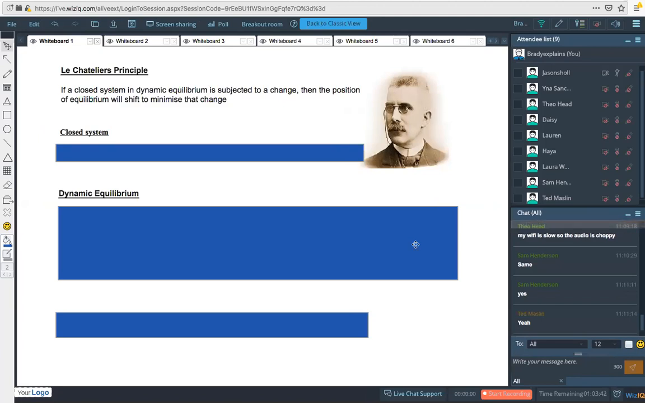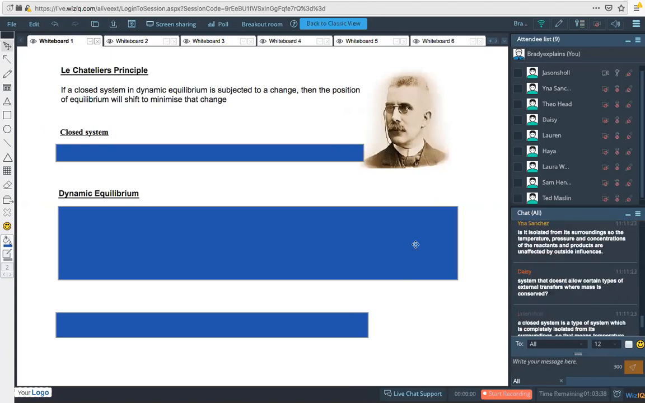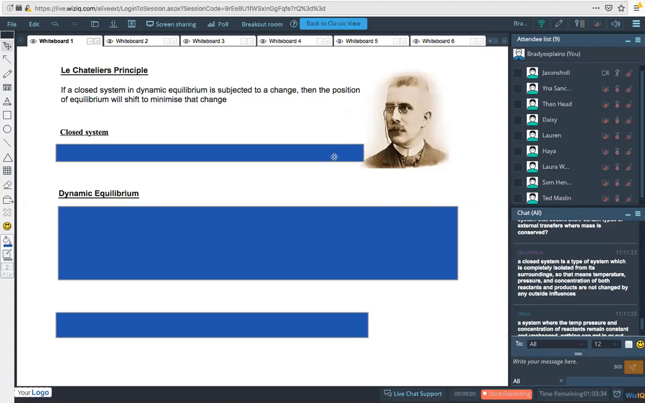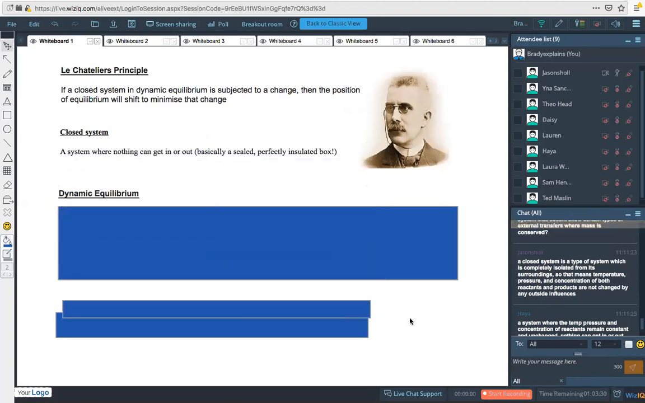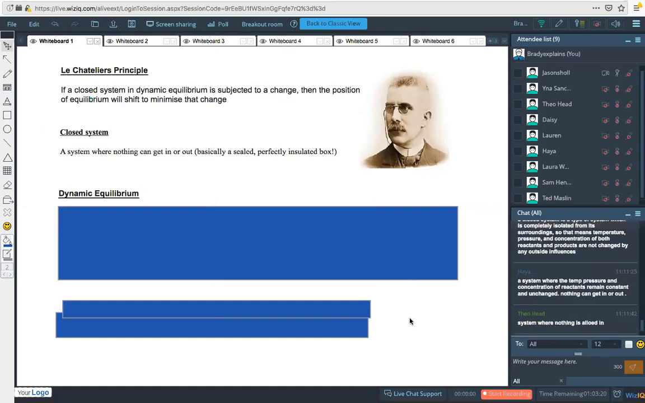Anyway, as we were saying, here's a closed system. If you want to type your answer, then press enter. Excellent. Yeah, all of those answers looking good. Brilliant. Not just mass, it's everything. It's when nothing can get in or out. Now in reality, it's incredibly hard to make an actual closed system, but we can imagine there is one. So it's when nothing can get in and out. I always imagine it as a sealed, perfectly insulated box, right?